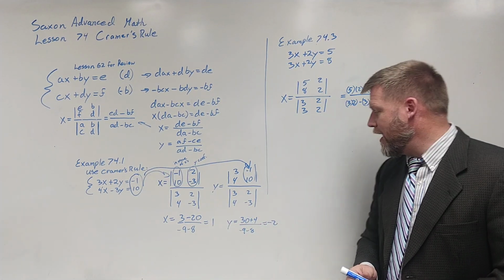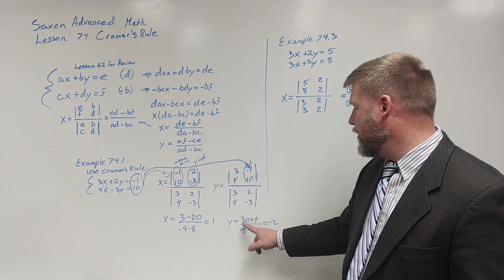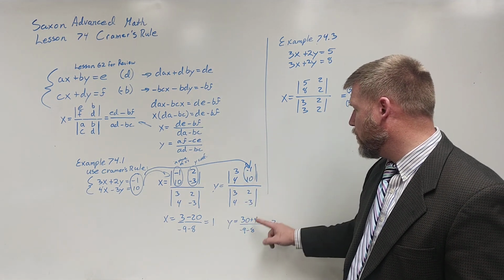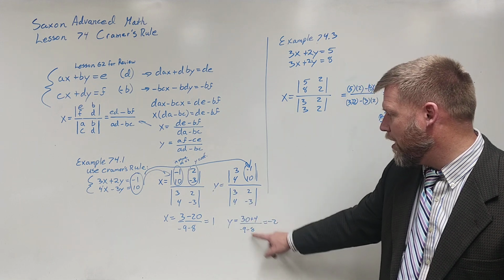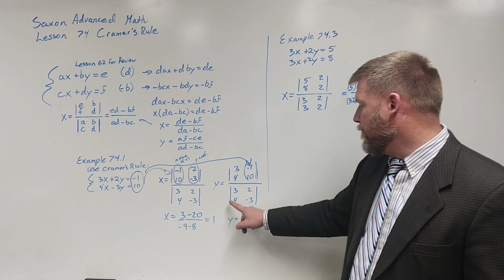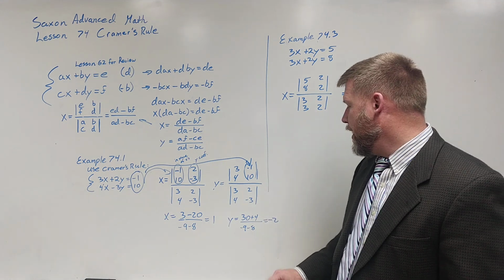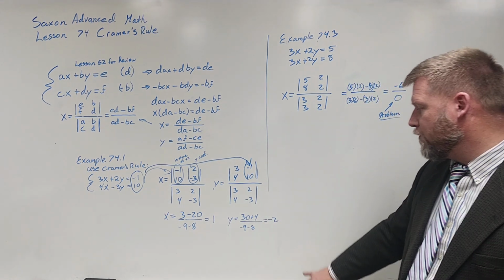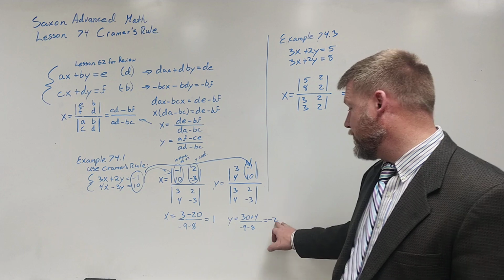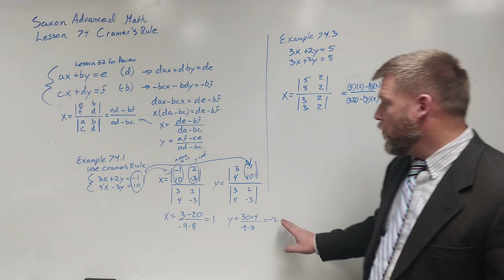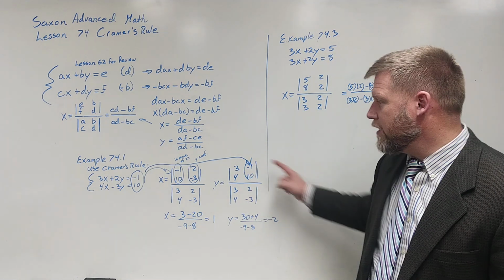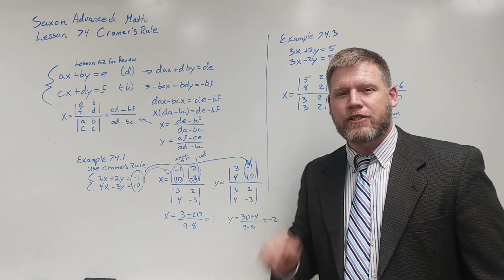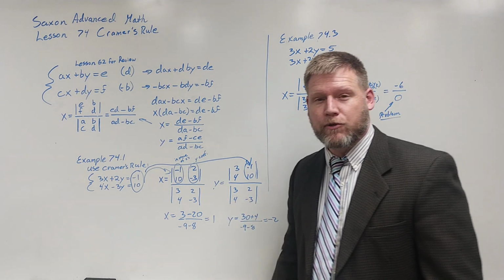Now I use the same idea, so 3 times 10 is 30, minus 4 times negative 1 is a positive 4. 3 times negative 3, well, guess what? It's going to have the same denominator. 3 times negative 3, negative 9, minus 4 times 2, which is negative 8. And when you solve this out, the 34 over negative 17, you're getting negative 2. And we're able to solve this system of linear equations using this method, and it works every single time. And this method is called Cramer's rule.